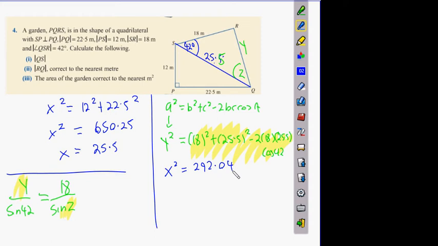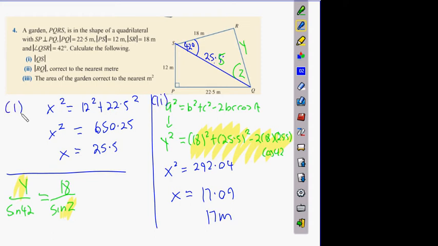Okay, square root that, please. What do you get? 17.089. So nearest meter, 17 meters. Okay. So was that for 4-2? That was all 4 part 2. So this is 4 part 2 here, 4 part 1 here.